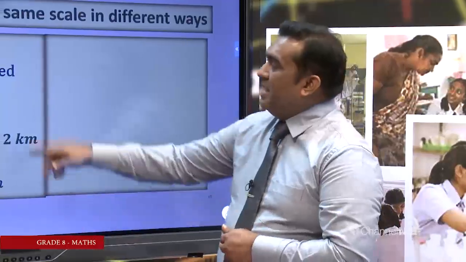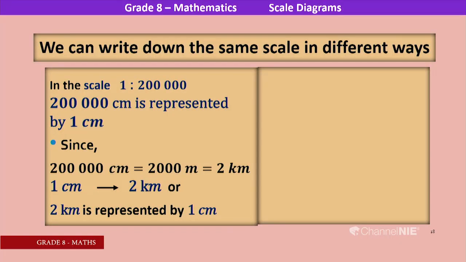In the scale 1 is to 200,000, 200,000 centimeters is represented by 1 centimeter. That is the idea of this scale.